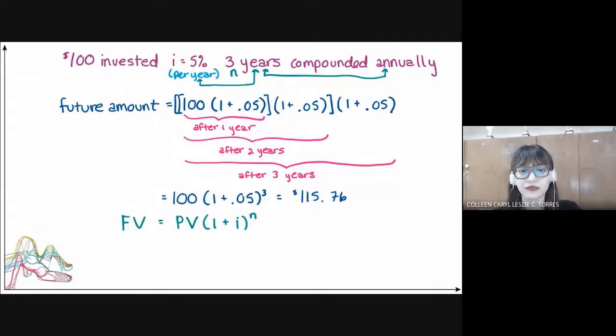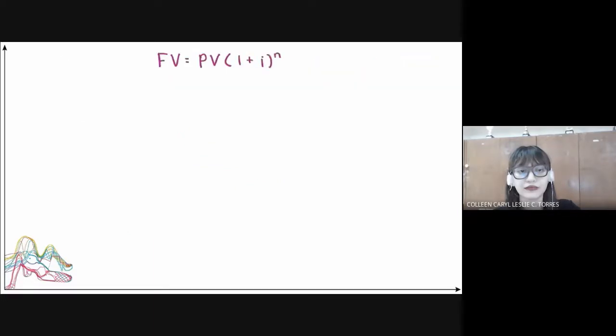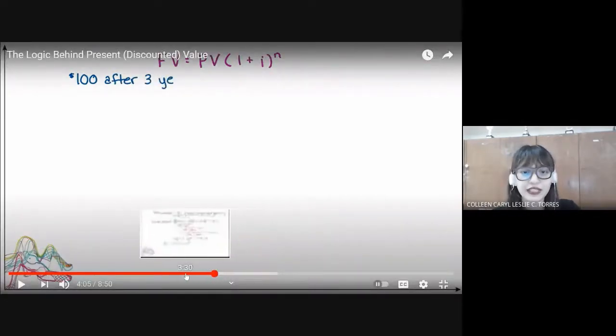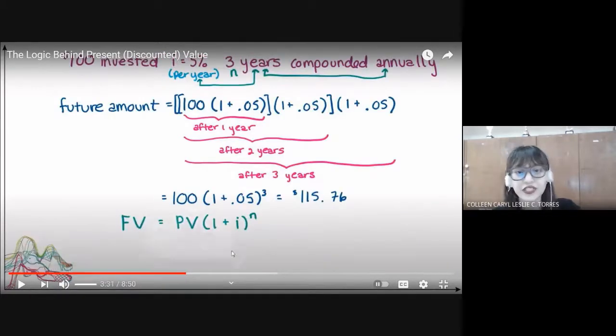Also note that the original $100 that we invested today counts as our present value in this formula. So far, so good? Now let's look at a closely related problem. Let's say now that you know that you want to have $100 after 3 years. Take note, class, that the answer is $115.76, this is the future value of $100 in 3 years at a 5% interest rate.